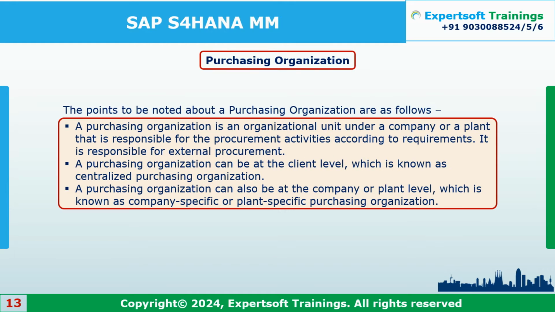And purchasing organization is an org unit under a company or plant that is responsible for the procurement activities according to the requirements. It is responsible for external procurement, which means we will be purchasing anything from an external supplier. A purchasing organization can be at client level, which is known as centralized purchasing organization. It can also be set at company or plant level, which is known as company specific or plant specific purchasing organization.